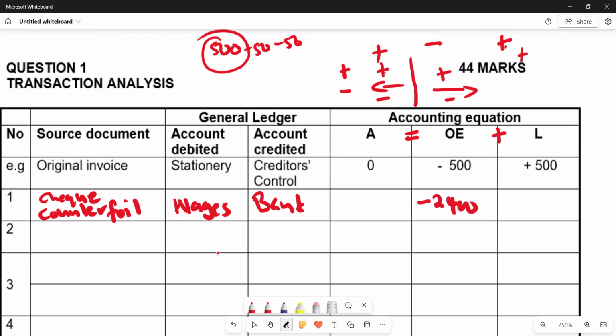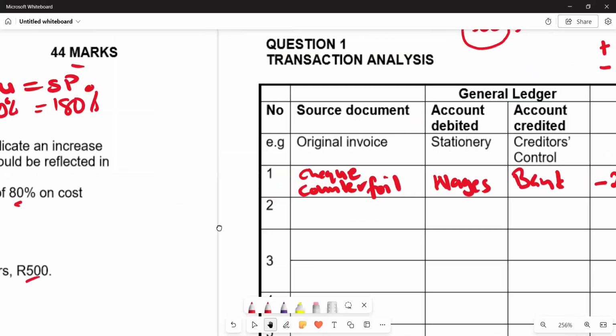And we are seeing that this transaction is affecting two sides: owner's equity, the one side, and the side of assets. We are having a negative here on owner's equity, so we are also going to have a negative on assets. So we are crediting bank, and we know that bank is a normal debit balance as an asset. So when you credit an asset, it's a negative. So here we are also putting a negative 2,400. So this is what we have on the first transaction. Then we can go to the next one.